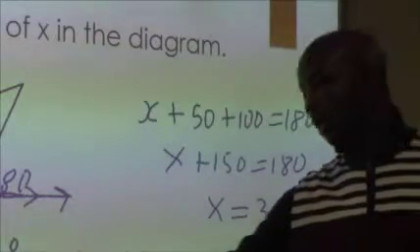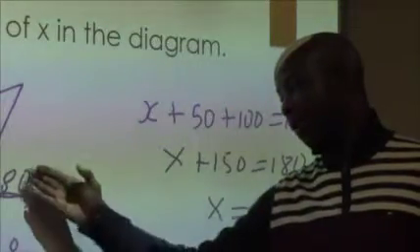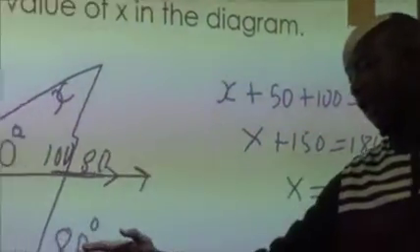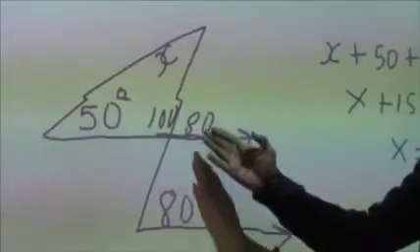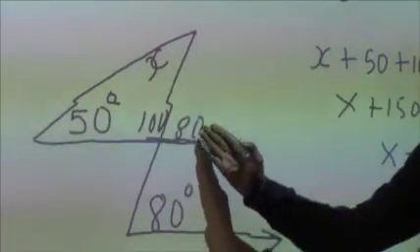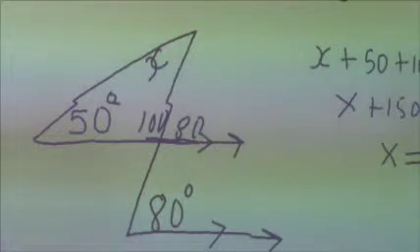Remember, we used the fact that when parallel lines are cut by a transversal, the corresponding angles are congruent. So if this angle is 80, this is 80. We have a linear pair over here, so they are supplementary. 80 plus 100 will give you that.